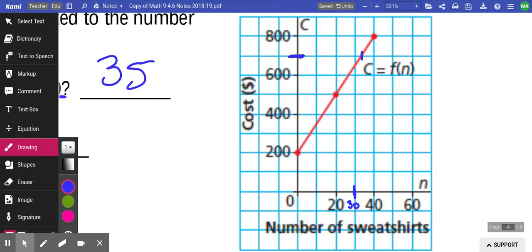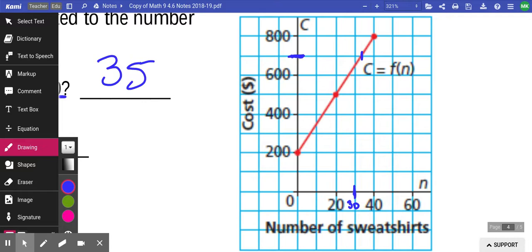31, that might be a little rough. 32, I'd probably give it to you. So 32, 33, 34, 35, 36, 37, 38, I'd probably accept all of those. 31 and 39, I don't know. You're not really that close to either of those lines, so I probably wouldn't give it to you. But that's what I mean by a reasonable guess. As long as you're within a range, I'm pretty much happy. And the range I'm looking for is in between 30 and 40 on that one.